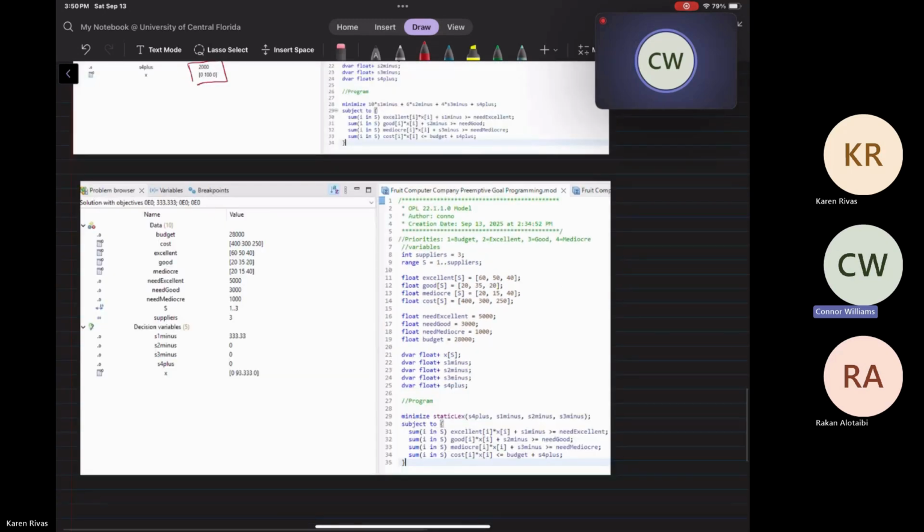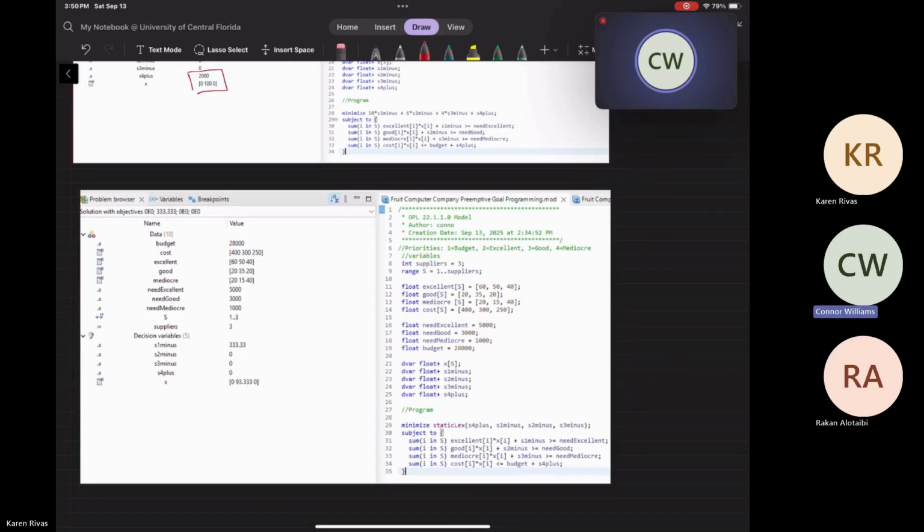Now the next coding, this is weighing our preemptive goal plan. The coding didn't really change, except at the bottom we have minimize static LEX, which just shows us the preemptive goal planning, showing the priorities. So S4 plus is our priority 1, being our budget. S1 minus is our excellent, and then S2 minus is good, and then S3 minus is mediocre. Those are the order of our priorities.